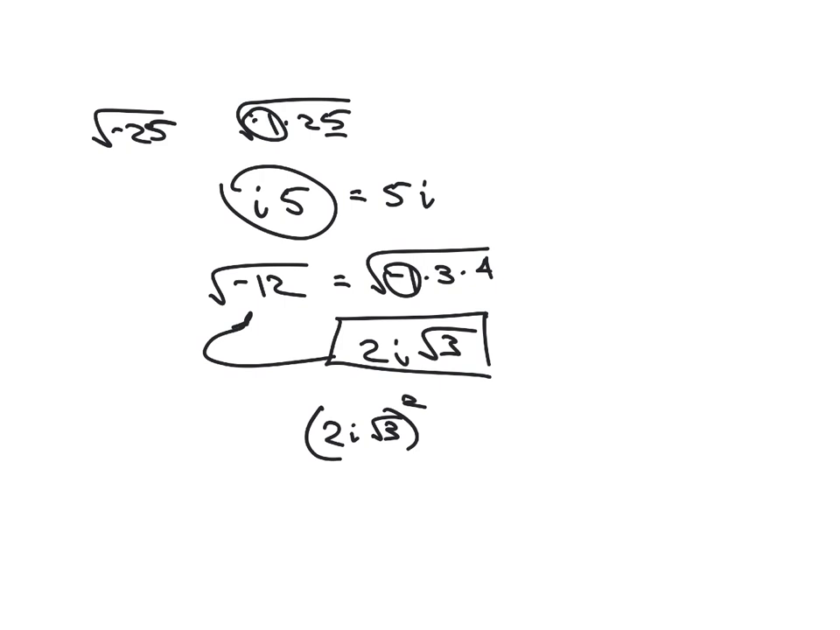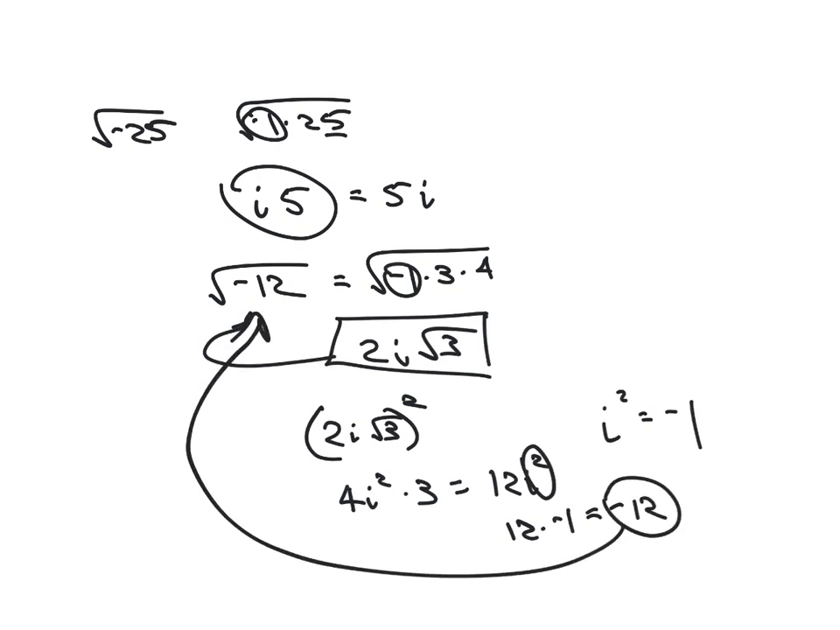So 2 times 2 is 4, I squared, and the square root of 3 squared is a 3, and that equals 12I squared. Now here's one of the things that you'll learn. I squared is always equal to -1. So if that's the case, this is -1, which equals -12, which is what we started with there.